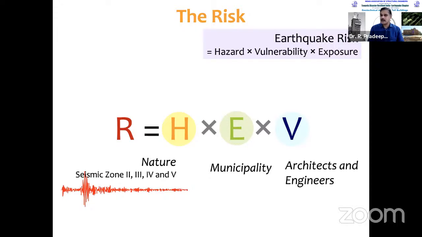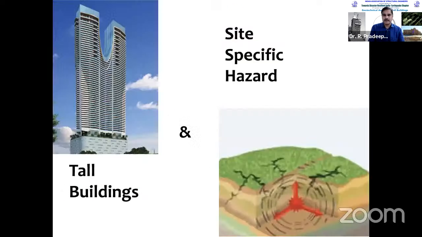Hazard is not in our hands, it is in the hands of nature, and exposure is in a way controlled by municipalities and town planning. And vulnerability, yes, this is where we come into the picture. Architects and engineers control this one, or we can do something about vulnerability. So the controllable parameters are these two, exposure and vulnerability.